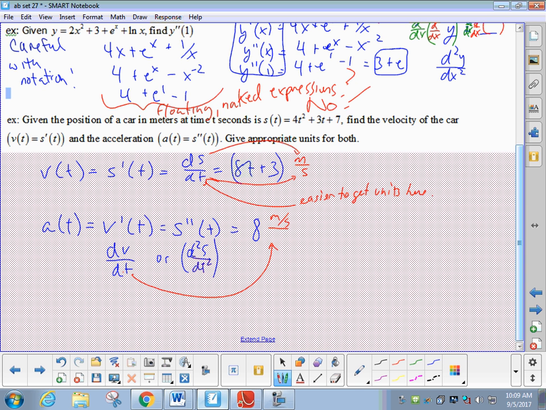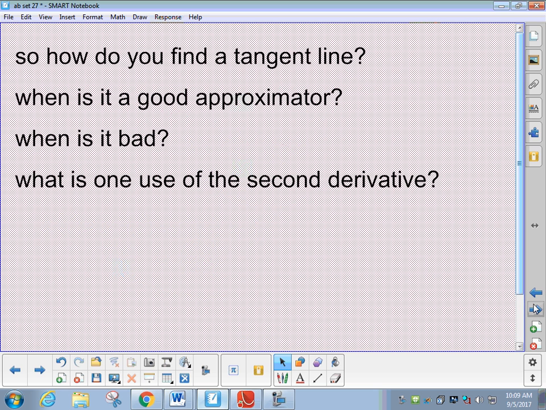Meters per second. The bottom is change in time units, which is seconds. So meters per second per second. You can leave it like that, or you can write it that way. Either one is fine. Acceleration is change in position, or velocity, with time. Okay, that's it.